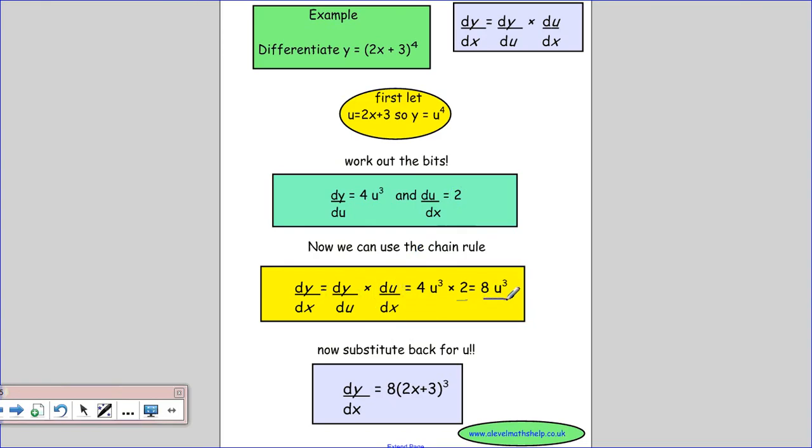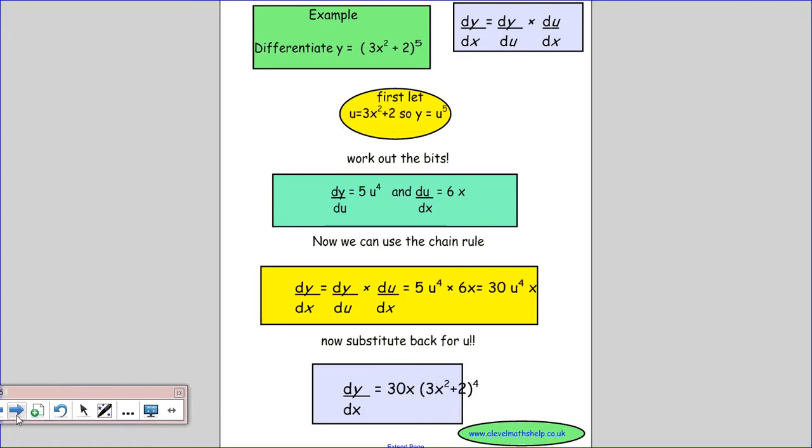You haven't quite done, because our question didn't have u in it, and we've got u in our answer, so we just need to substitute back for u into here. See that u there, we need to get rid of it, and so we put the 2x plus 3 back in here. So we get dy by dx equals 8 times (2x plus 3) to the power of 3.